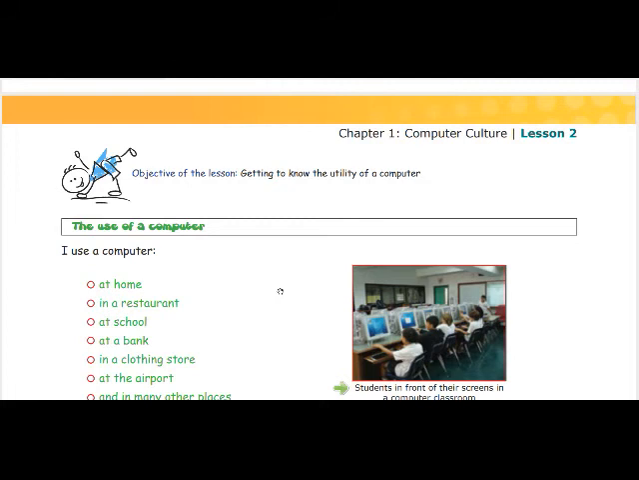So, you will start this lesson by conducting a dialogue between you and the students by asking them where do I use a computer, and students are supposed to give you examples about where they imagine or do they use a computer: at home, restaurant, school, banks, and so on.